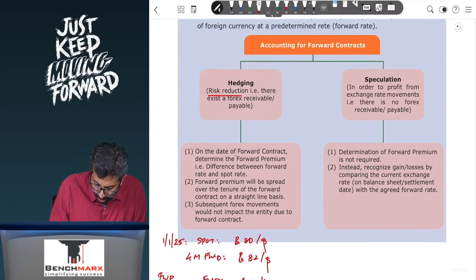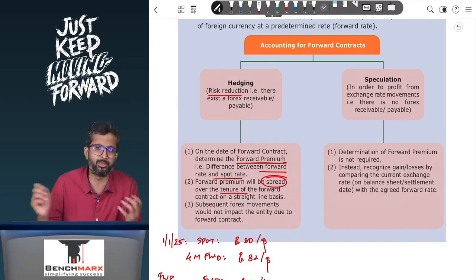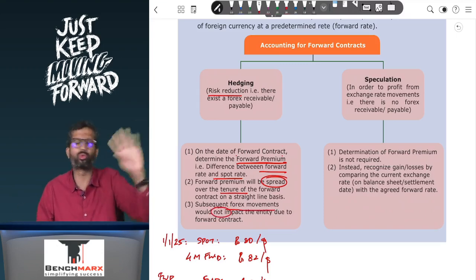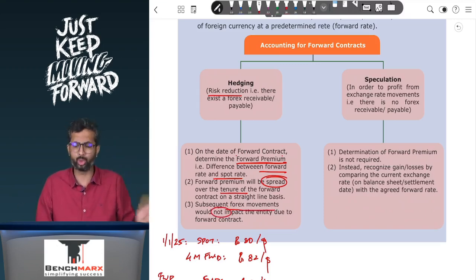So over here, hedging, that is risk reduction for a forward contract. On the date of the forward contract, you will determine the forward premium. In our example, 2 rupees per dollar. That is the difference between the forward and the spot rate. And this forward premium will be spread over the tenure of the forward contract on a straight line basis, like when insurance premium is spread. Subsequent forex movements now will not be considered. You don't now have to see anything further because you have to pay 82 only.